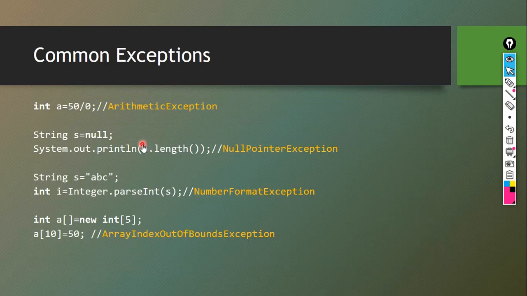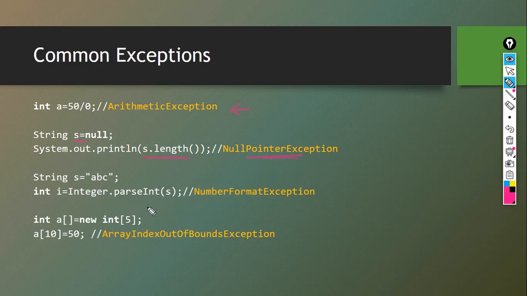So some common exceptions that you can see in any Java program, like arithmetic exception. This is a divide by zero exception, or zero error, and that is arithmetic exception. Here in this situation, we have a string that has nothing. That means it has null. So if you want to print the length of that string, it says null pointer exception. That means we have found null, and this string doesn't contain anything to find the length of.